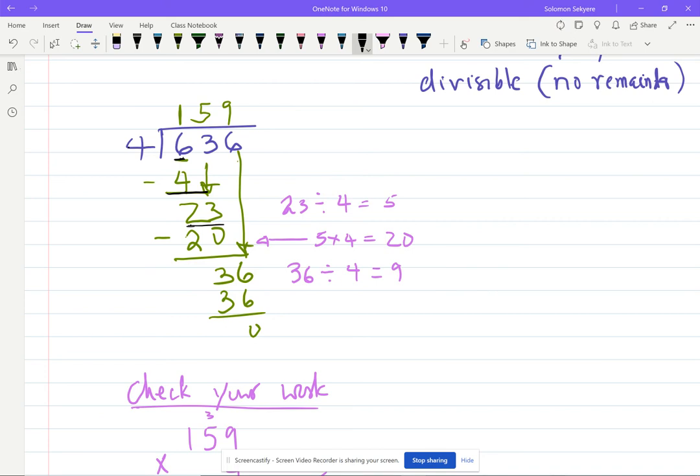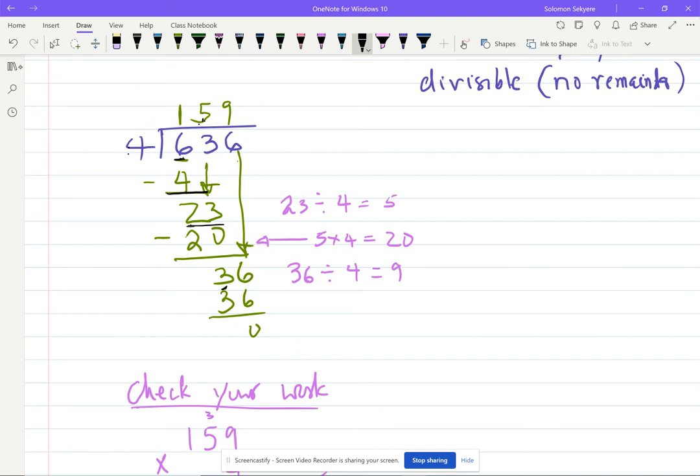23 divided by 4 is what? 5, right? So we count 4, 8, 12, 16, 20, 25. We've gone too far, so we stop at 20. So we put a 5 up here. 5 times 4 is 20. What do we do next? We subtract. 23 minus 20 is 3.